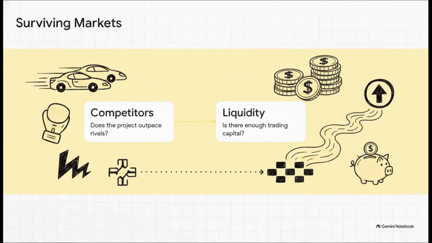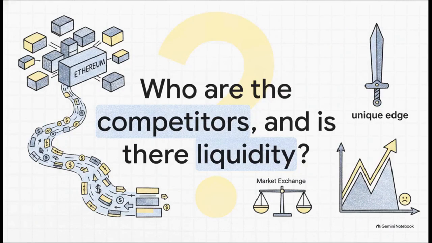Surviving the market also means surviving your rivals and keeping enough financial lifeblood pumping to operate day to day. And that requires a really close look at competitors and liquidity. You've got to uncover if the project actually outpaces its competition, and if there's enough liquidity flowing through its veins. Is this project trying to be just another Ethereum killer in a sea of dozens of others? Like, what is their actual unique edge? And equally important, if you or an institution wanted to buy or sell a significant chunk of this token, is there enough liquidity on the exchanges to absorb those large trades without completely tanking the price? Low liquidity is a massive, glowing red flag.